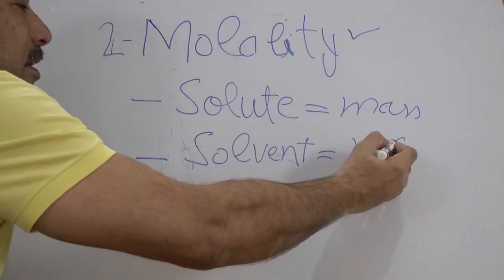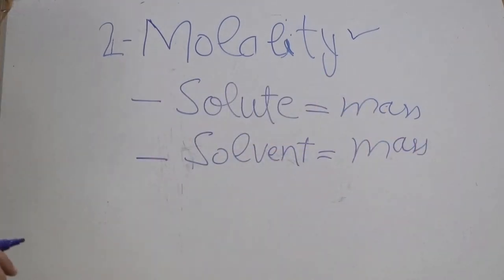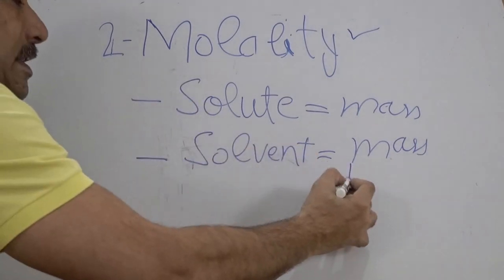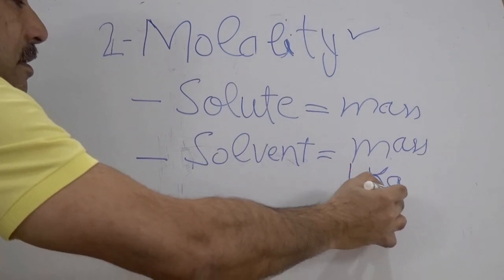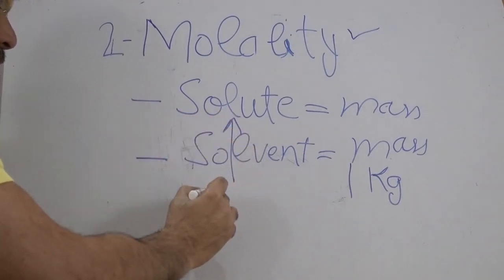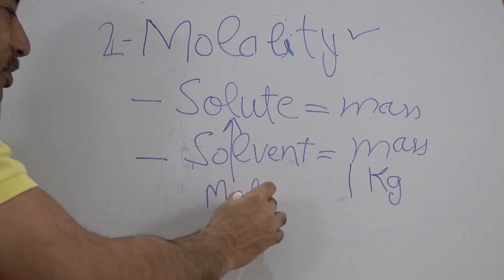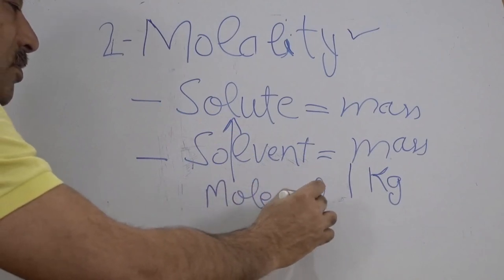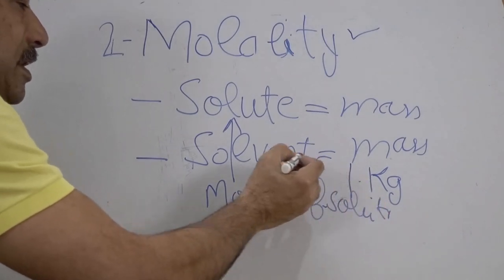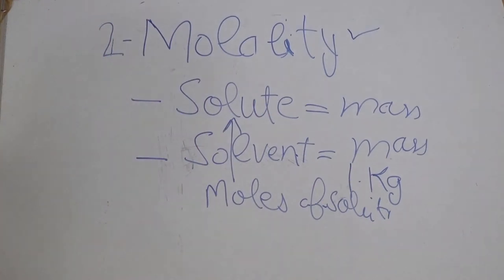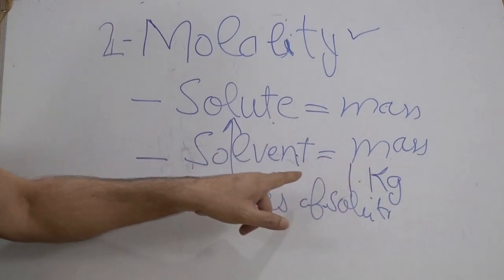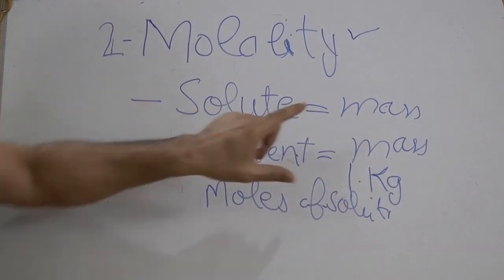We must take mass. And to calculate the molality, this solvent must be 1 kg. Means the number of moles of solute mixed with 1 kg solvent. So what do we have to do? We have to measure the mass of the solute and take 1 kg solvent, and we have to mix those together.